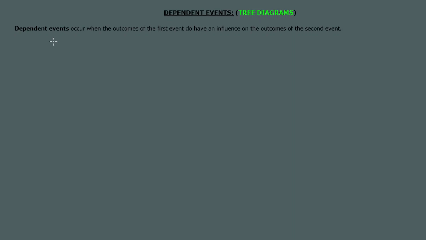So let's define dependent events. They occur when the outcomes of the first event do have an influence on the outcomes of the second event. Same goes with the third event, fourth event. If a third event occurs, it will depend on what happened in the second and first event. The fourth depends on what happened in the third, second, and first event.